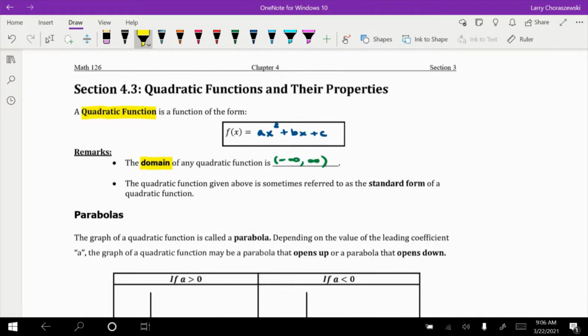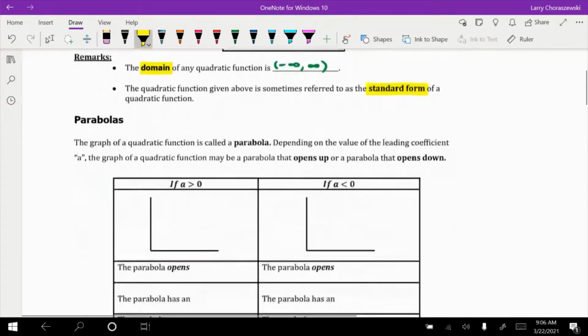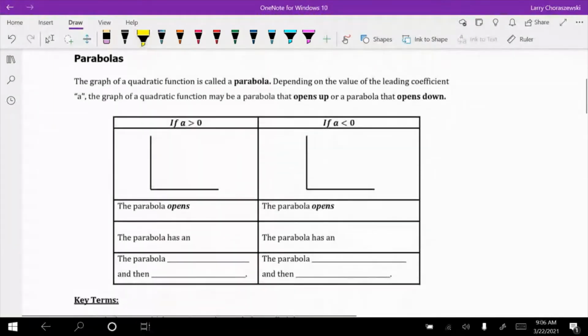Now, there are two forms of quadratic functions. The one that I have in the box right here is referred to as the standard form of a quadratic function. And on the next page, when we get to it, I'll present to you the other form known as vertex form. But before we do that, I want to give you some details regarding the graphs of quadratic functions.